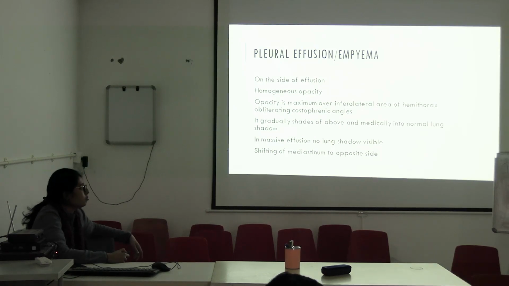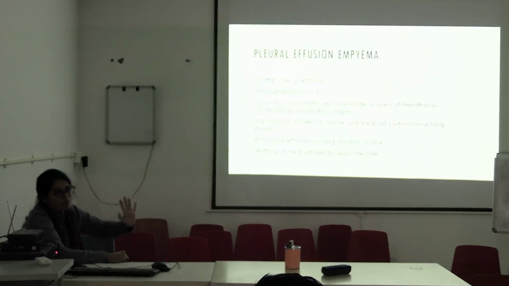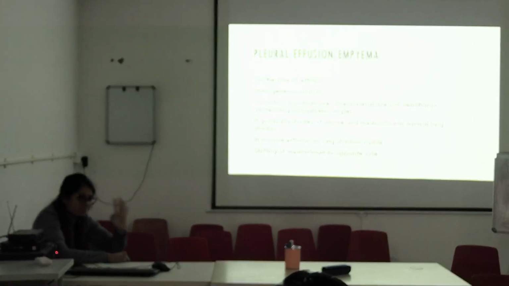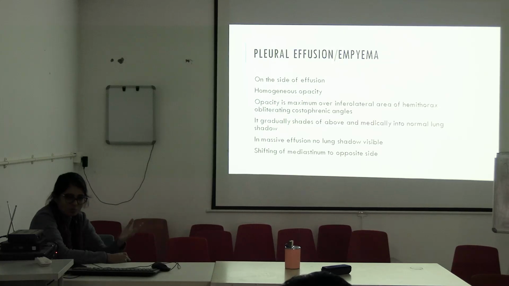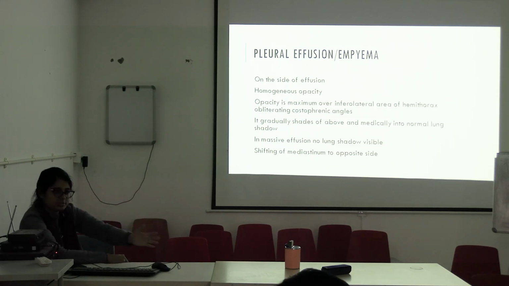Opacity is maximum over the inferolateral area of the hemithorax, obliterating the costophrenic angles. It gradually shades off above and medially into normal lung shadow. In massive effusion, no lung shadow is visible. There is shifting of mediastinum to the opposite side. Simply, there is fluid collection in the pleura, it is pushing the lung. And in case of massive effusion, there will be mediastinal push to the opposite side. Okay?